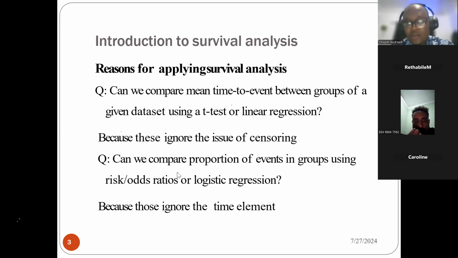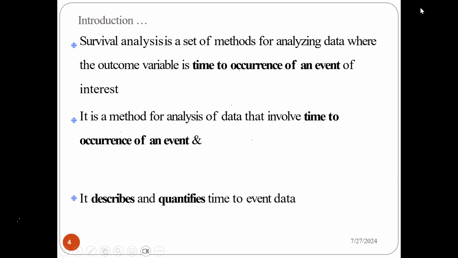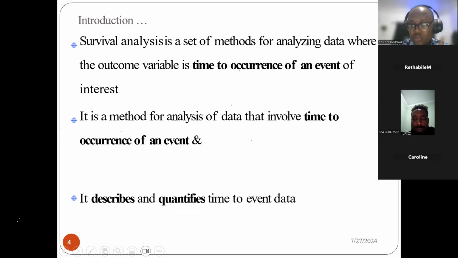Okay, so that's why we primarily apply survival analysis to our data. Now, what is survival analysis? What does it mean? Survival analysis is a set of methods. It's not just one method. It's a set of methods used to analyze data where the outcome variable is time to occurrence of an event. As I've said before, you want to monitor an event over a period of time, and you are monitoring it so closely that you want to know who.